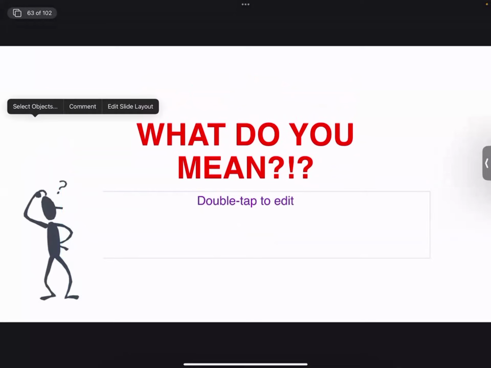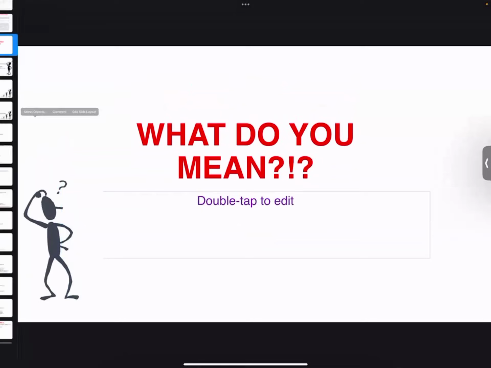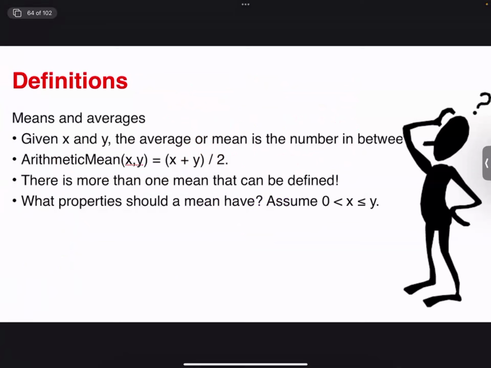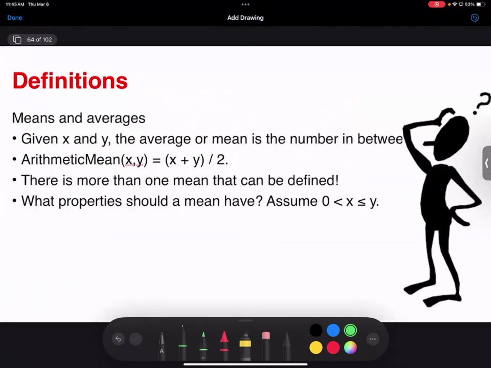So I want to talk about the mean. I assume everybody here knows how to calculate means and averages. Okay. So given two numbers x and y, the mean is the number in between. And the key phrase right here is the. What does it mean by the? Well, we normally use what's called the arithmetic mean. You give me two numbers x and y, the arithmetic mean is their sum divided by 2.